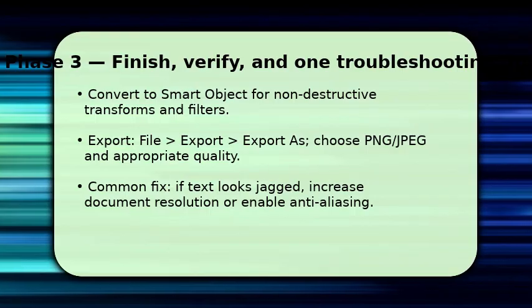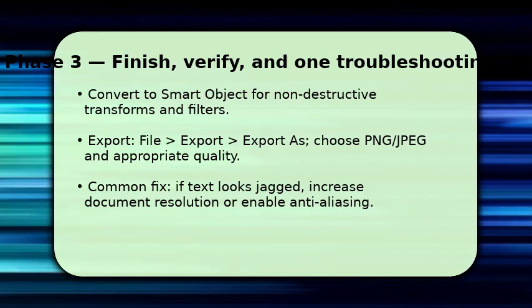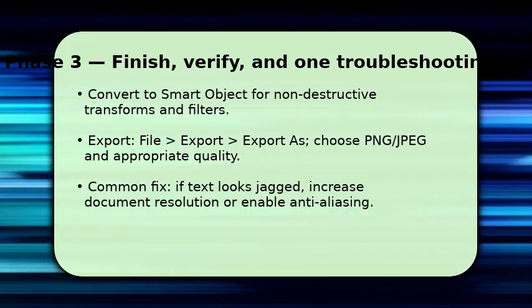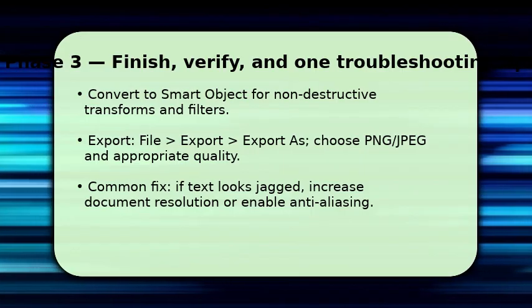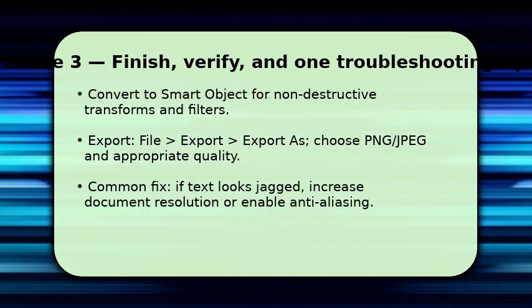When ready to save, use Export As and pick PNG for transparency or JPEG for photos, and set quality to avoid compression artifacts. If your text appears jagged, make sure anti-aliasing is on and consider increasing the document resolution, because pixel density determines crispness. If something goes wrong, return to the type layer. You can always adjust font, size, or effects.